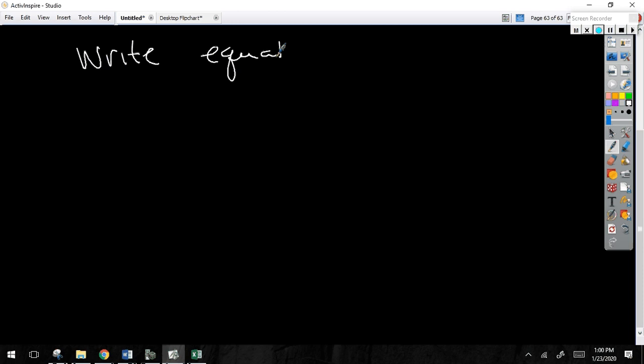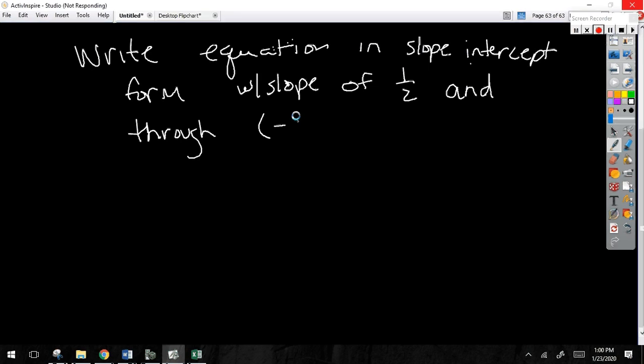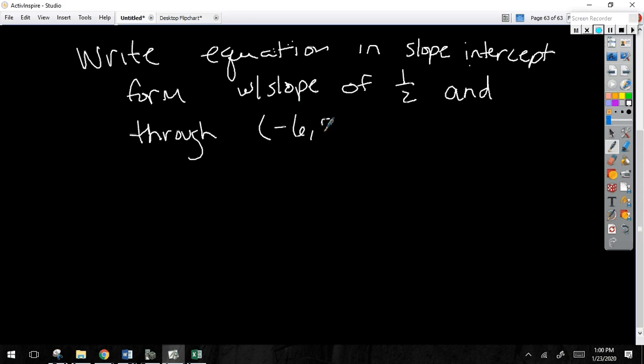Let's say I want the equation of a line. Write an equation. This time I'm going to tell you, write an equation in slope-intercept form with a slope of 1/2 and through the point negative 6, 8.